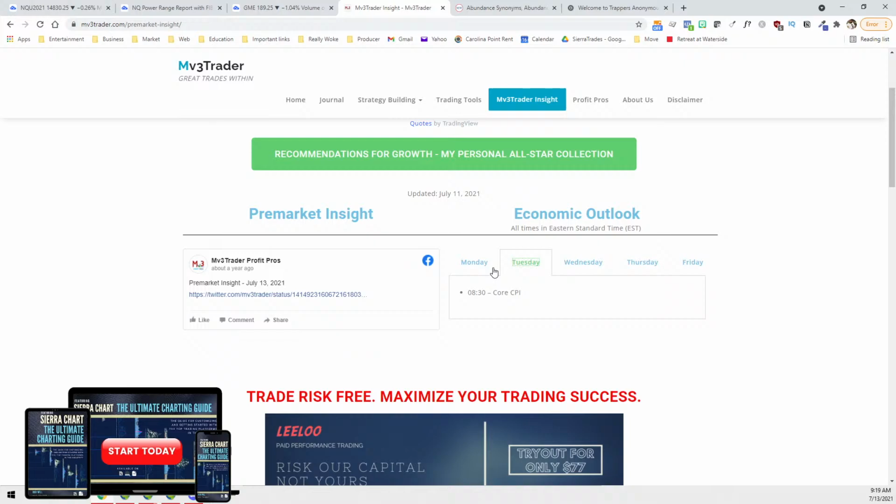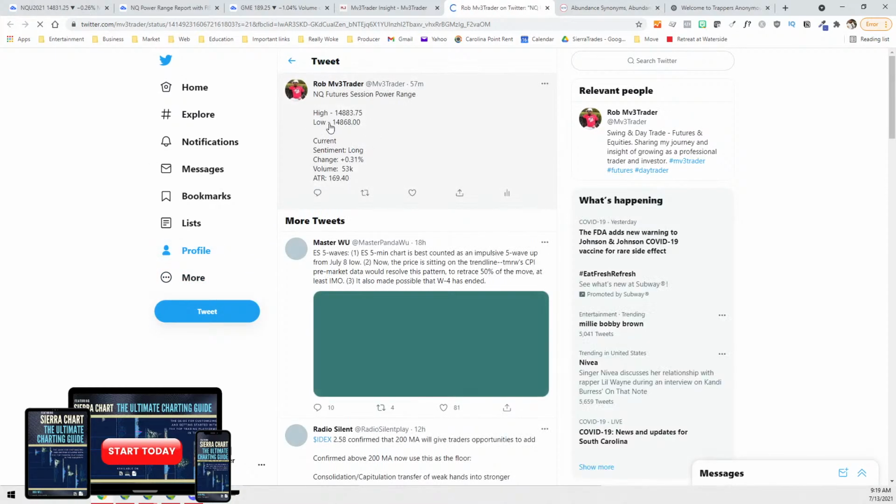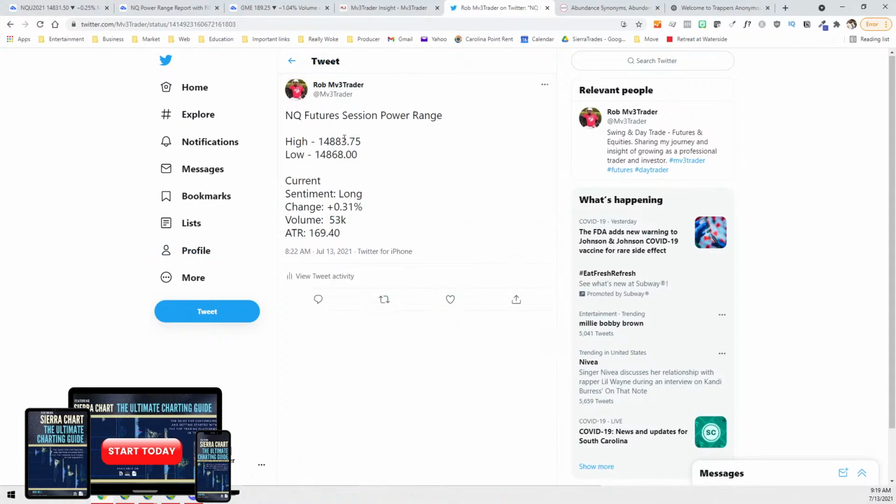All right, so today we have the core CPI. We did see some sell-off in correspondence with that event, so I'll take a look at that in a minute. Check out the power range. We are trading currently below the power range, which is for the session today. We got a high of 14,883 3/4 with a low of 14,868. When I posted this, we were trading long, up 0.31%, and shortly after, that's when we had that sell-off with a volume of 53K and the ATR at 169.